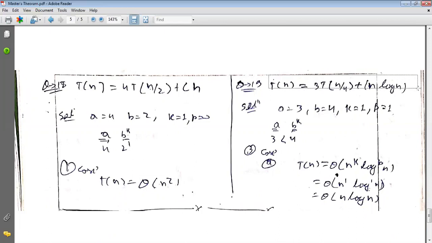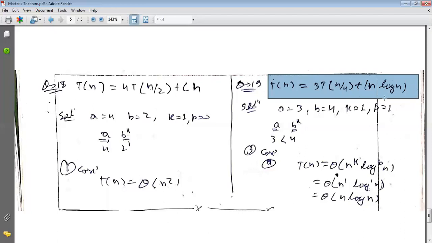This is the last question that we have. T(n) equals 3T(n/4) plus n log n. Therefore here a is 3, b equals 4, k equals 1, and p equals 1, because here we have the logarithmic value and its power is 1. So a is 3 and b to the power k, 4 to the power 1, is 4. So a is less than b to the power k, case number 3.